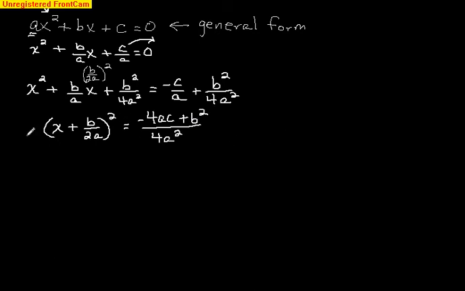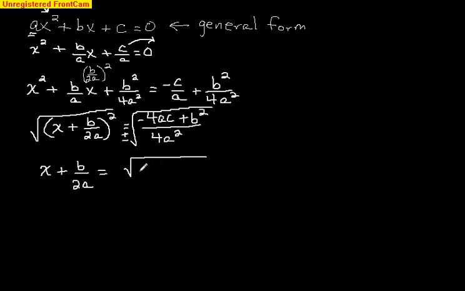Now we take the square root of both sides, square root of this side, square root of this side, and it's going to be the plus or minus square root. Then we will get x plus b over 2a equals the square root, and I'm just going to switch the order around, b squared minus 4ac over the square root of this, which would just be 2a, and we have still our plus or minus.